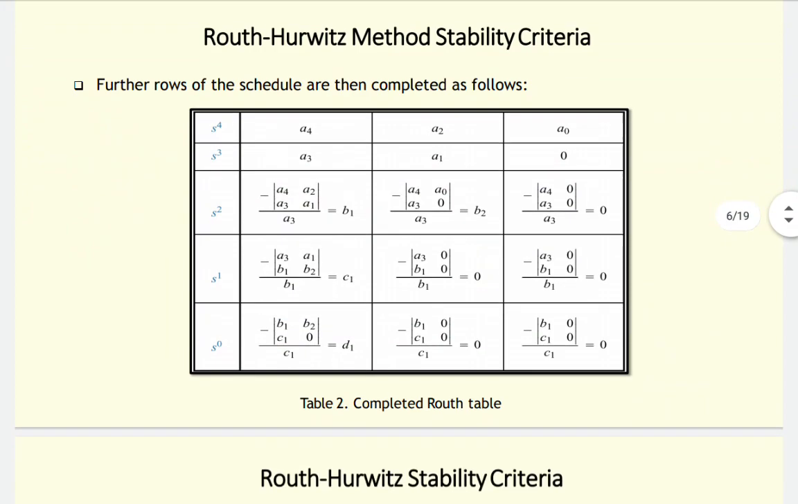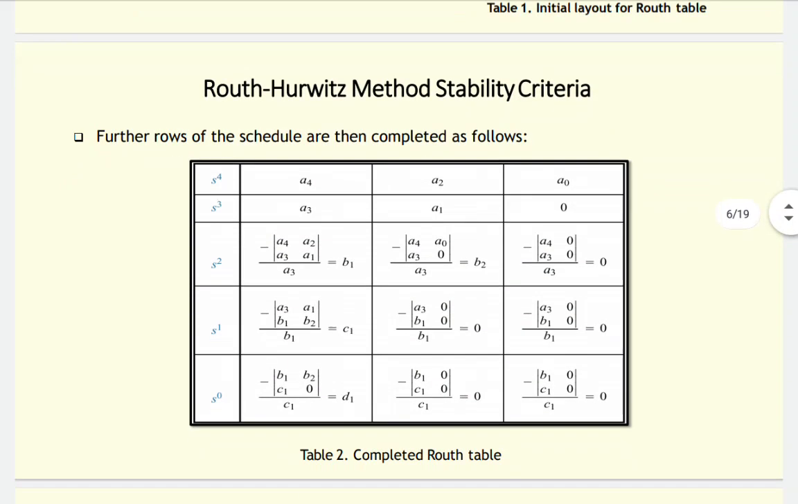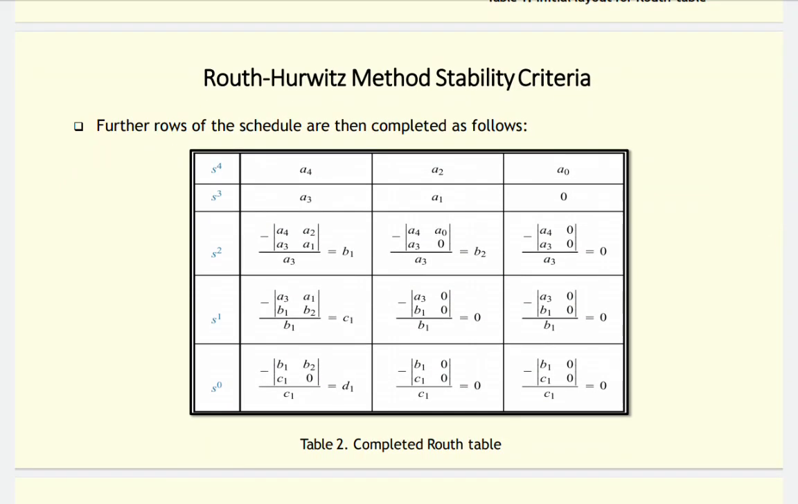Now, how can we fill the rest of the elements of the Routh table or Routh array? Again, I am repeating the same. The s to the power 4 row contains the alternate coefficients, that's a4 a2 a0. The s cube row contains a3 a1 0. Then s to the power 2 contains the restricted ordered cross multiplication, that is minus of determinant a4 a2, then a3 a1, divided by a3, that generates b1.